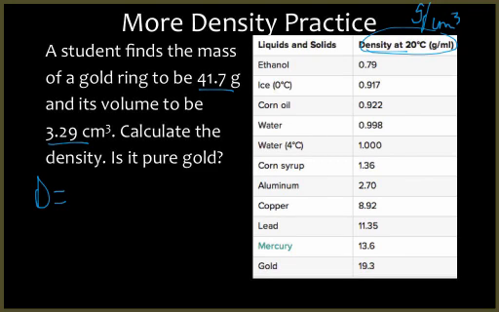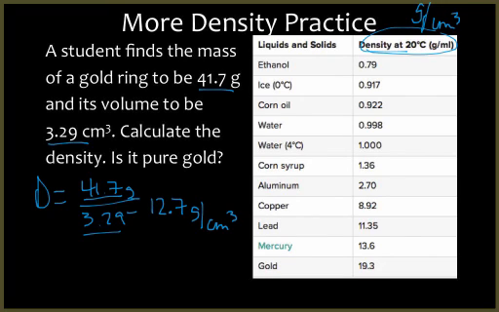Okay, so the first thing I'm going to do is mass divided by volume, so very easy calculation here. 41.7 divided by 3.29. When I do that calculation, I get 12.7 grams per centimeter cubed. Again, 3 sig figs, because I have 3 sig figs in each of the values that I'm using here.